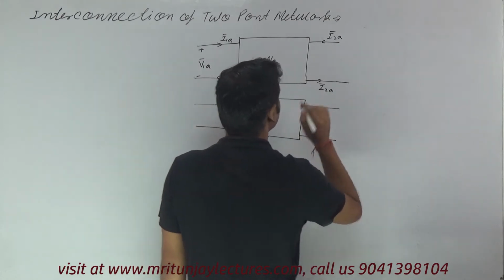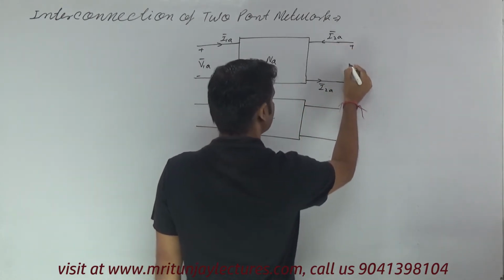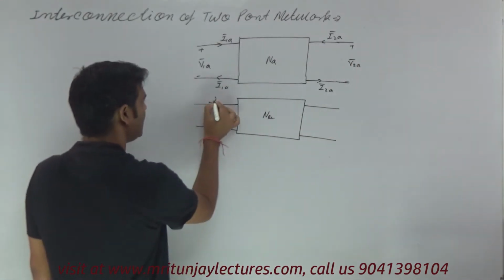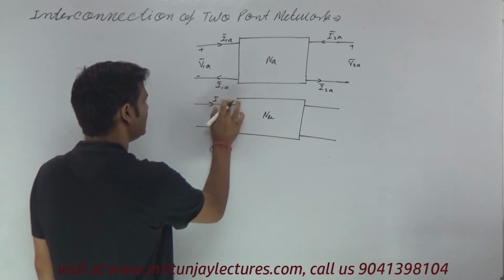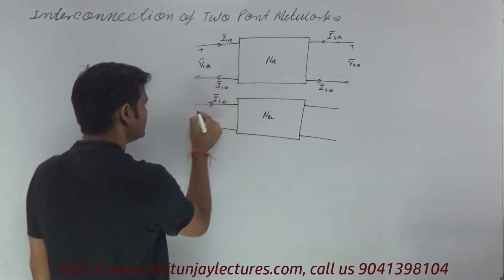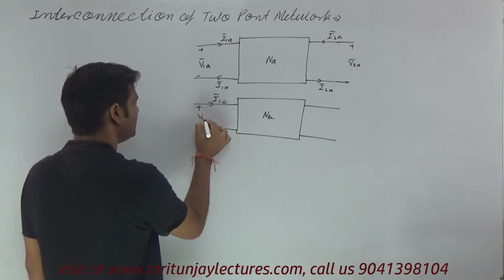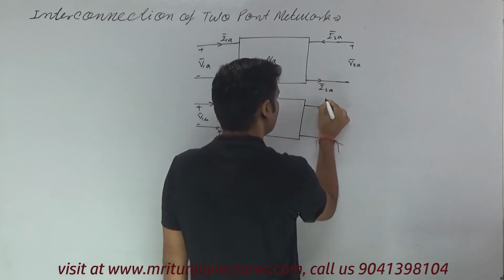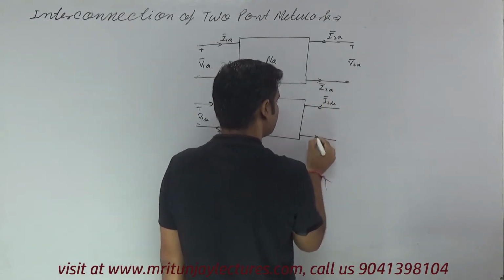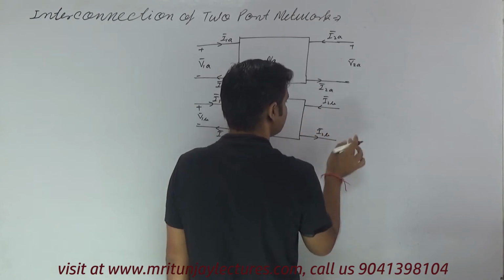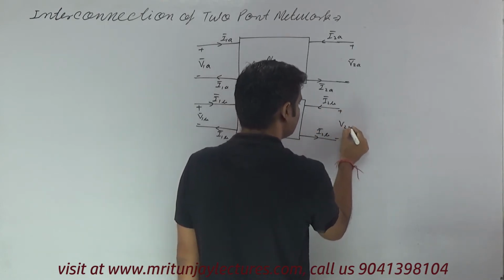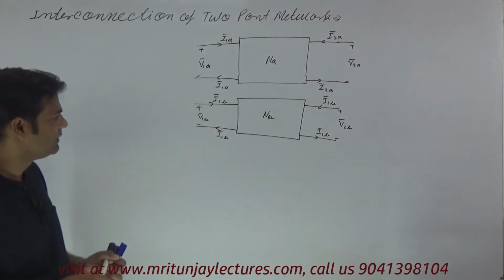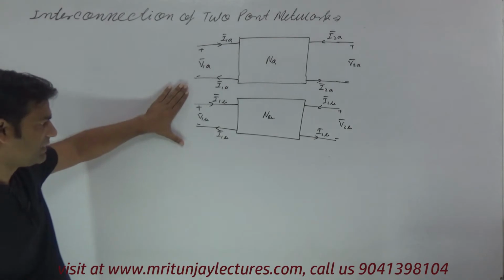Like this one, and voltage corresponding to port 2 is V2A. Similarly here, corresponding to B, making like this one, that is V1B and that is I1B. Okay, now here I2B, incoming, that is outgoing, corresponding to V2B. Clear? This is the network NA and this is network NB.